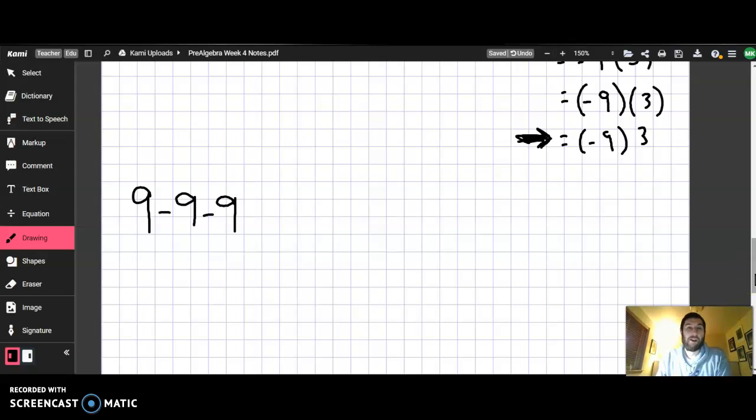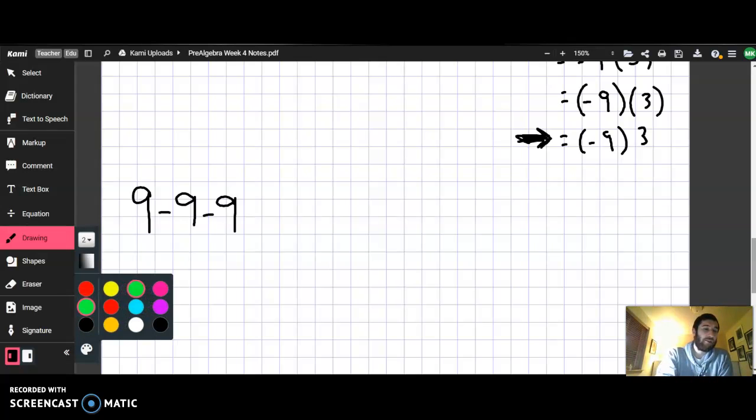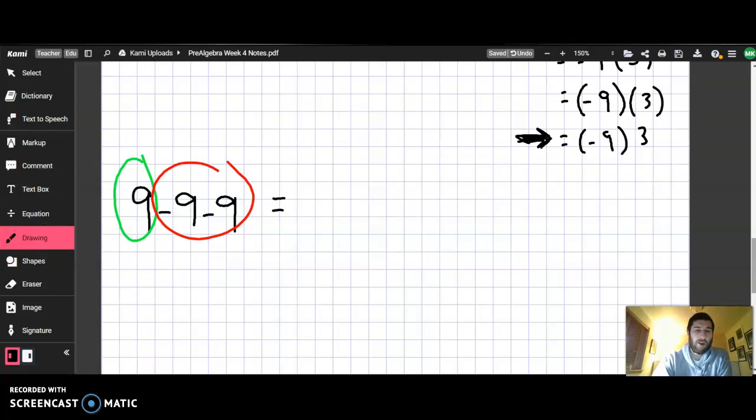because repeating addition and repeating subtraction is multiplication. But in this case, we're not repeatedly adding, and we're not repeatedly subtracting. What we're doing is we're adding by 1. So this is a positive 9, and these are negative 9s. So what we actually have here is 9 minus 9 minus 9.